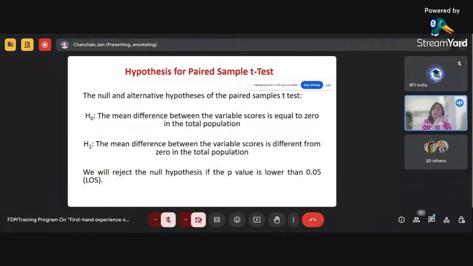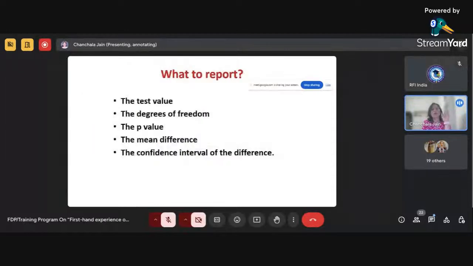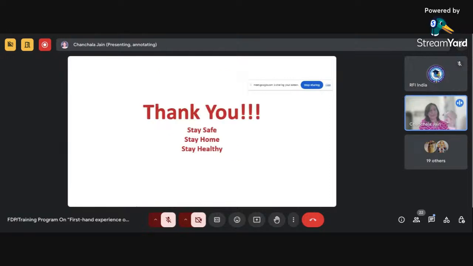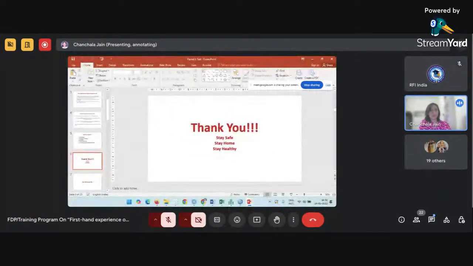So for hypothesis formulation, generally we can make our hypothesis like: the mean difference between the variable scores is equal to 0 in the total population, or the mean difference between the variable scores is different from 0 in the total population, right? Generally this is the hypothesis we are making, but the other way around we can also make the hypothesis, which we will understand in the example I am taking right after this, right? So this is the concept of paired sample statistics and also its assumptions. So this is about the conceptual aspect.